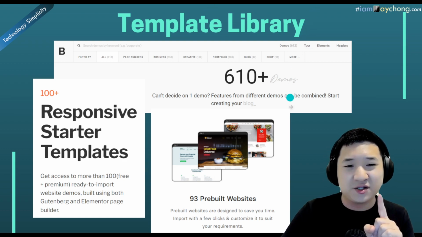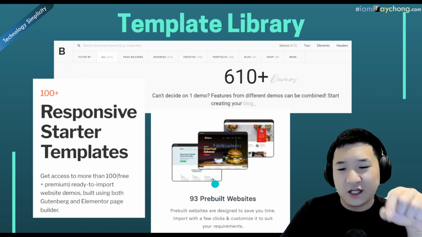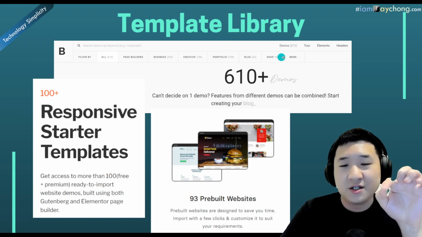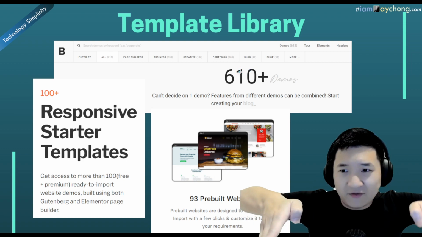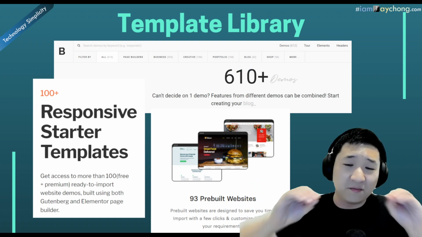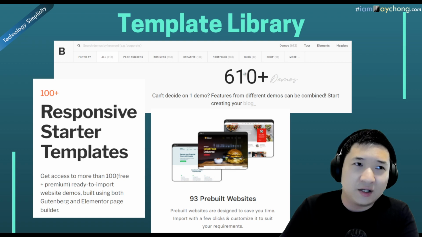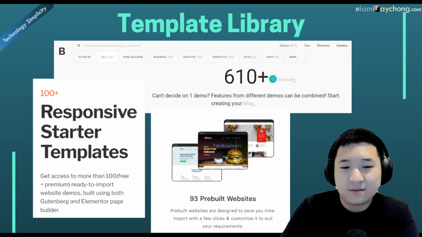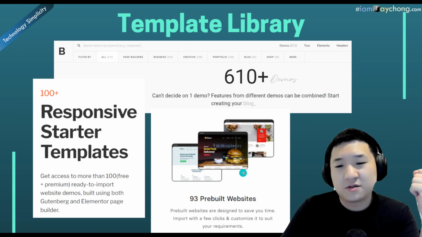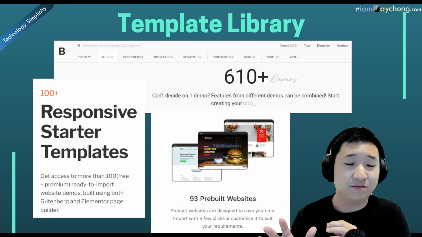Why do I say so? Put it this way. You see this, this is 100, this is 93, this is 600. But the trick is, be careful when there's a division of the demos across different page builders. For example, this 600 plus is not everything you can import. Let's say you want to stick with Elementor. When you filter by Elementor, probably the demos drop to 200 or 100 plus. So it's quite similar to this one and this one. So this is something you need to pay attention to. You don't get attracted just by the numbers.